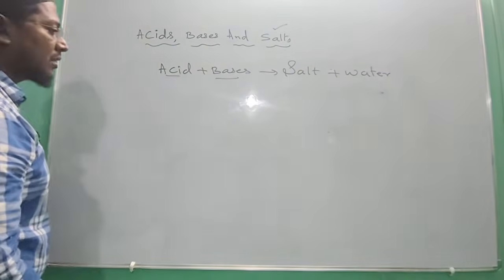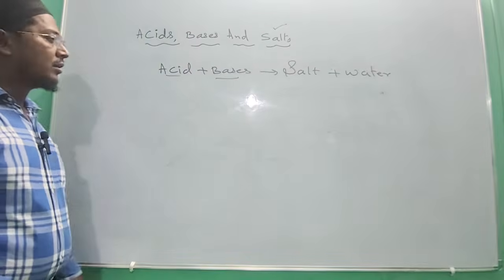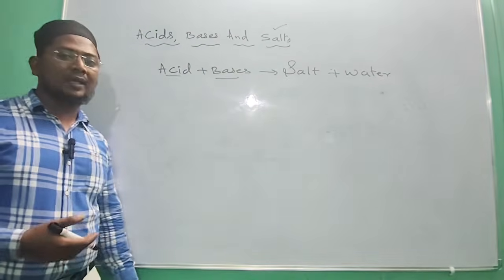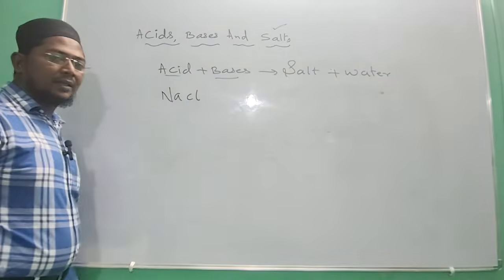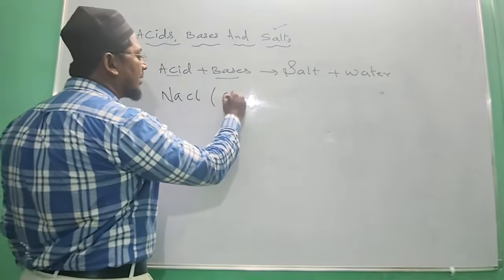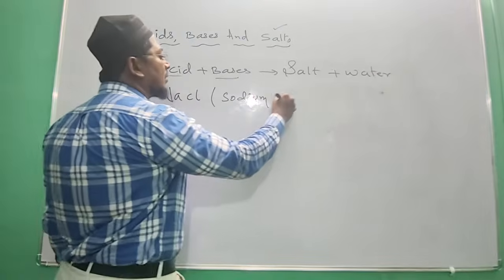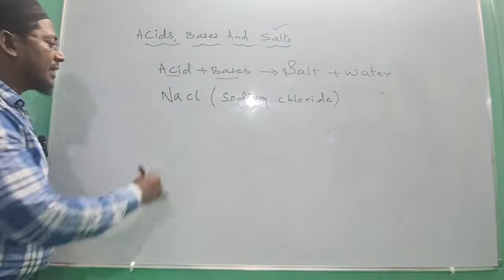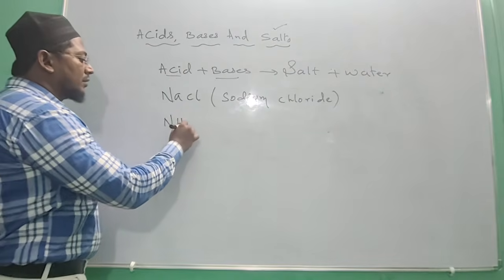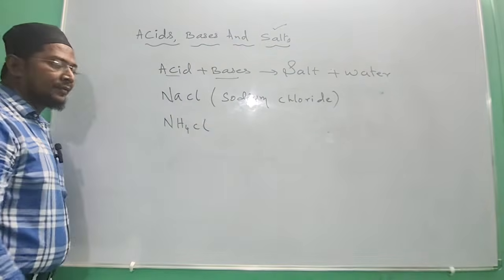What are the names of the salts? We have so many types of salts. NaCl, sodium chloride. NH4Cl, ammonium chloride.